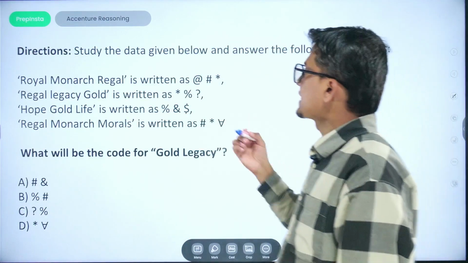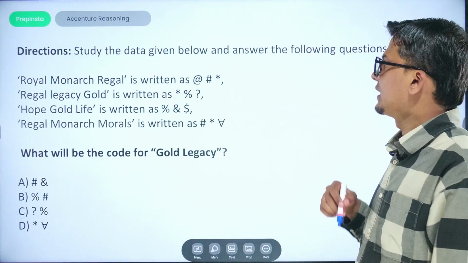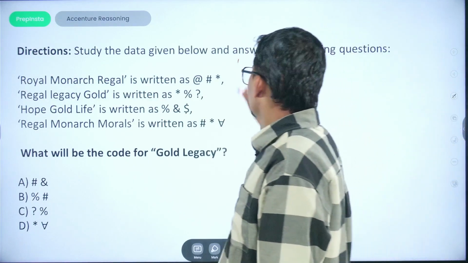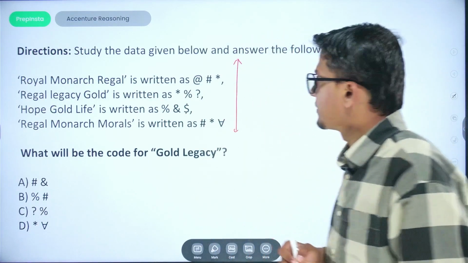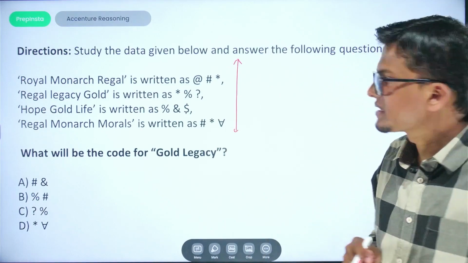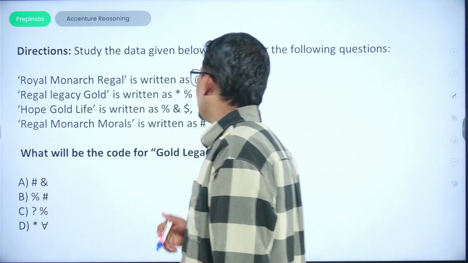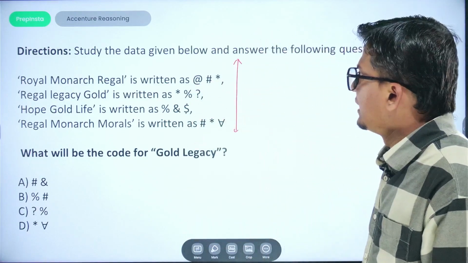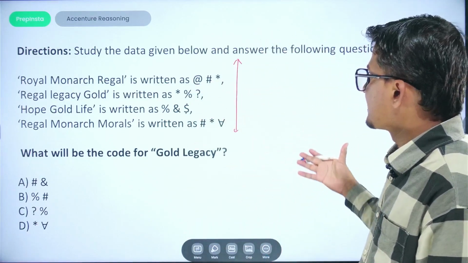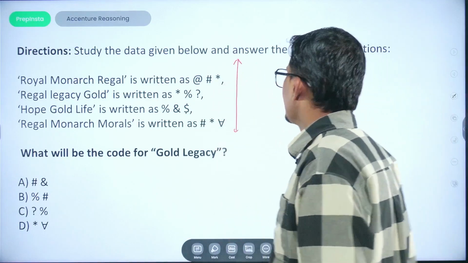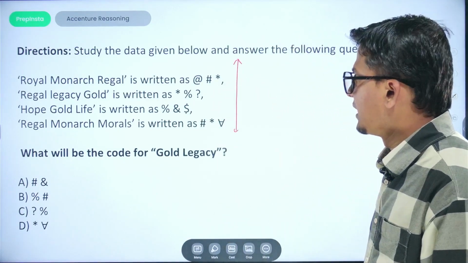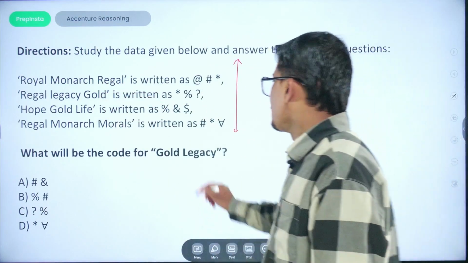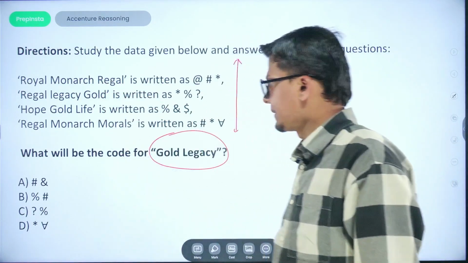Coming to the next particular topic from coding and decoding. Study the data given and answer the following question. Right? So it is from the chapter of coding and decoding. We are given some sort of words and they are written in a particular coded form. Right? So Royal Monarch Regal is written as @ hash and star. On the same basis we have 3 more sentences given. What would be the code for gold legacy?